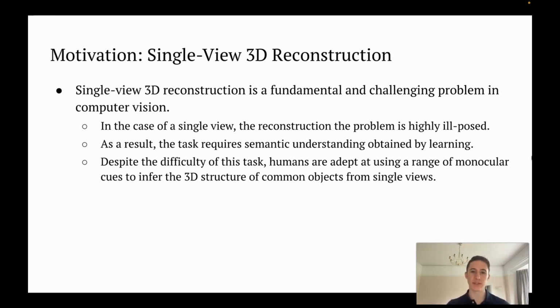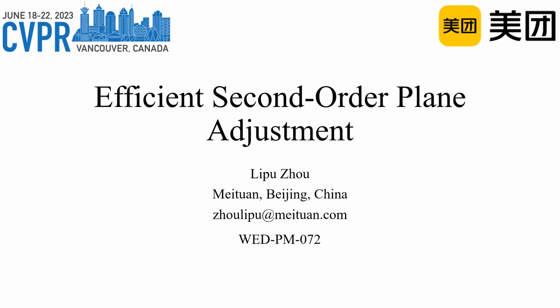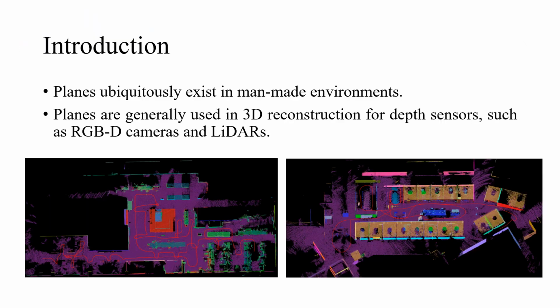Yet despite the difficulty of this task, humans are adept at using a range of monocular cues to infer the 3D structures of objects. Hello everyone, I'm Lipu Zhou. Today I'm going to introduce our work, efficient second-order plane adjustment.